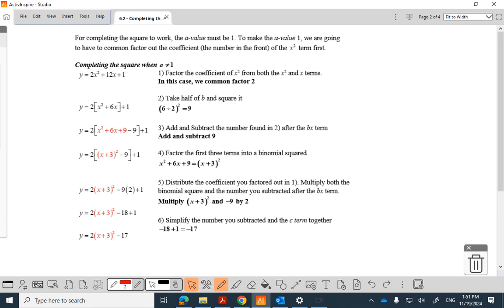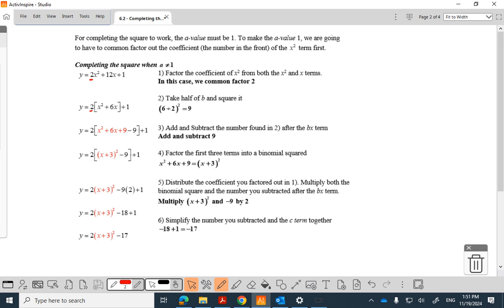A value of 2, very stressful. So you common factor it out. You put the 2 out front there. See, there it is. And then look what's inside now. Inside, the a value is back to 1. Then you do what you did yesterday. Half the 6 is 3, squared is 9.